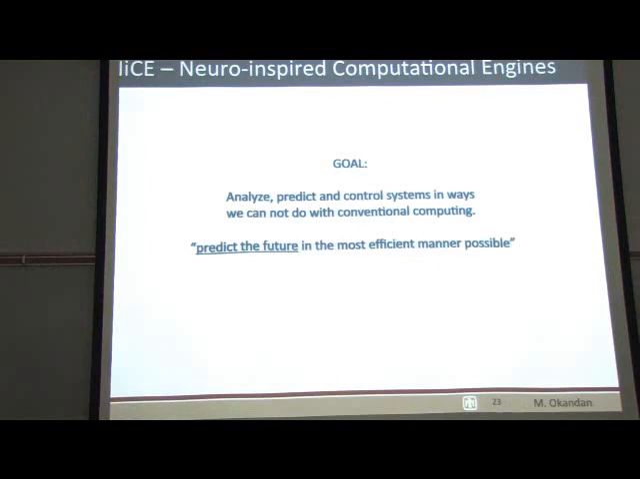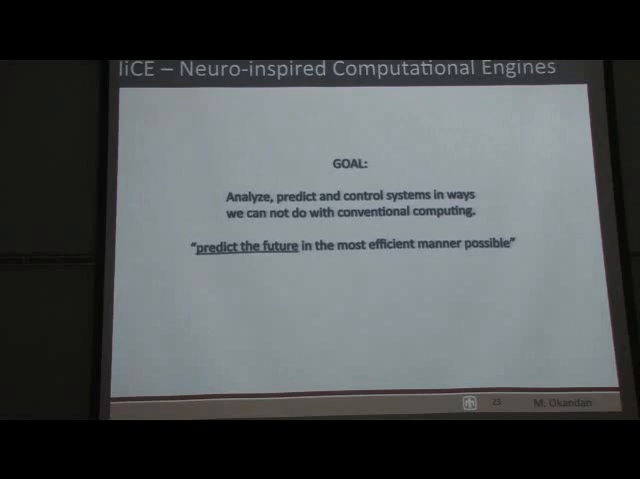Just coming back to the goal, again, we'd like to analyze, predict, and control systems in ways that currently is not possible. And one of the key outcomes is to be able to predict the future in engineered systems, in physical systems, in the most efficient manner possible. So what are some of the applications systems like these could help in?